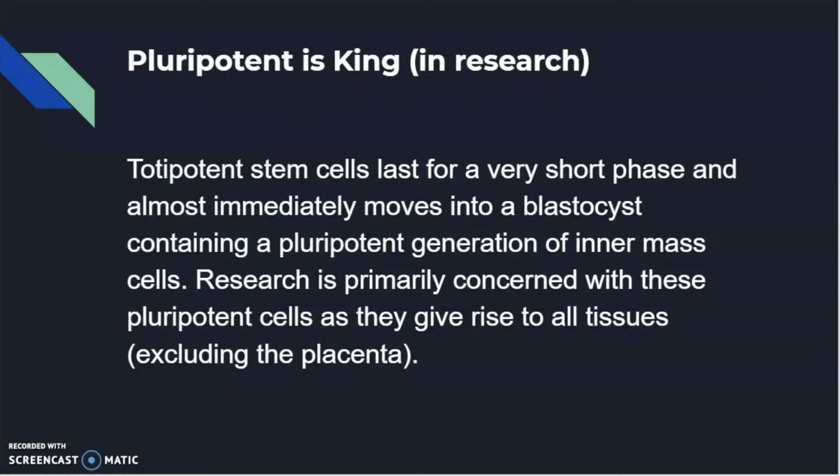When looking at research, our pluripotent stem cells are going to be our most valuable. Totipotent stem cells can make any of the 220 different cell types found in an embryo, but they have a very short life phase and they almost immediately go to the pluripotent cells, which is exactly why we are most concerned with those in research.